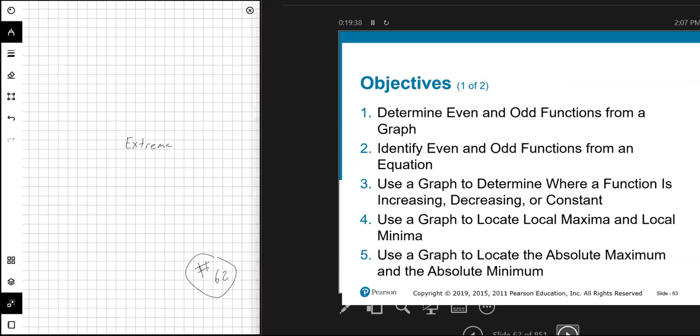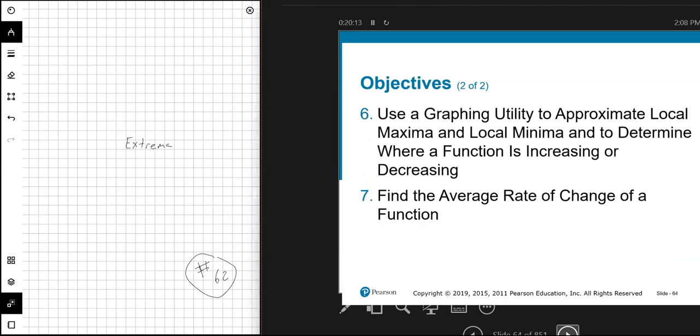And we also can talk about absolute maximum and absolute minimum. We'll talk about what that means. A local maximum is different than an absolute maximum. A maximum can be both a local maximum and an absolute maximum. But an absolute maximum is not necessarily a local maximum as well. And we'll discuss why.